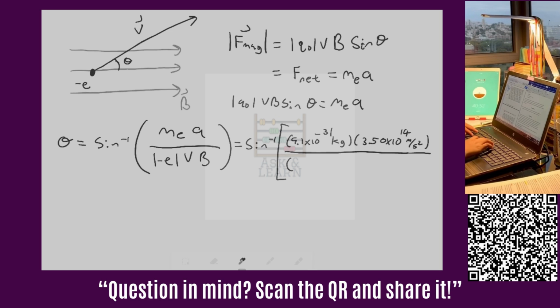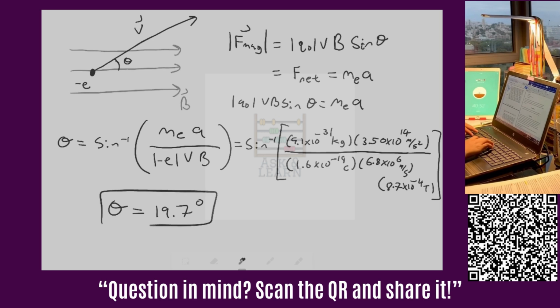We have to divide that by the absolute value of the elementary charge, 1.6 times 10 to the negative 19 coulombs. Multiply that by the velocity, the speed given, which is 6.8 times 10 to the 6 meters per second. And then the value of the magnetic field, I'm going to squeeze this in here, is 8.7 times 10 to the negative 4 teslas. So figure out what this ratio is, take the inverse sine, and we see in the end that the angle that this electron is traveling with respect to the magnetic field is about 19.7 degrees. And that is our answer.